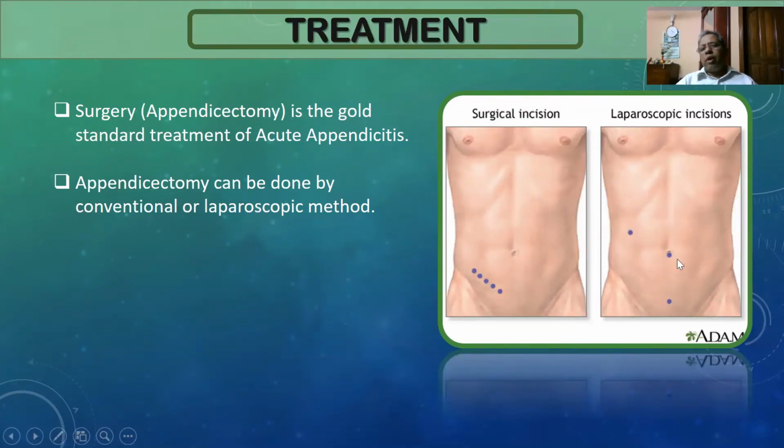So it has more cosmetic value, less pain, early recovery, early discharge, early return to the job, and early earning money. But with open surgery, it takes time to heal. It is more painful, the scar is larger, and it has less cosmetic value. So these are the appendicectomy methods. One is conventional, another one is laparoscopic.